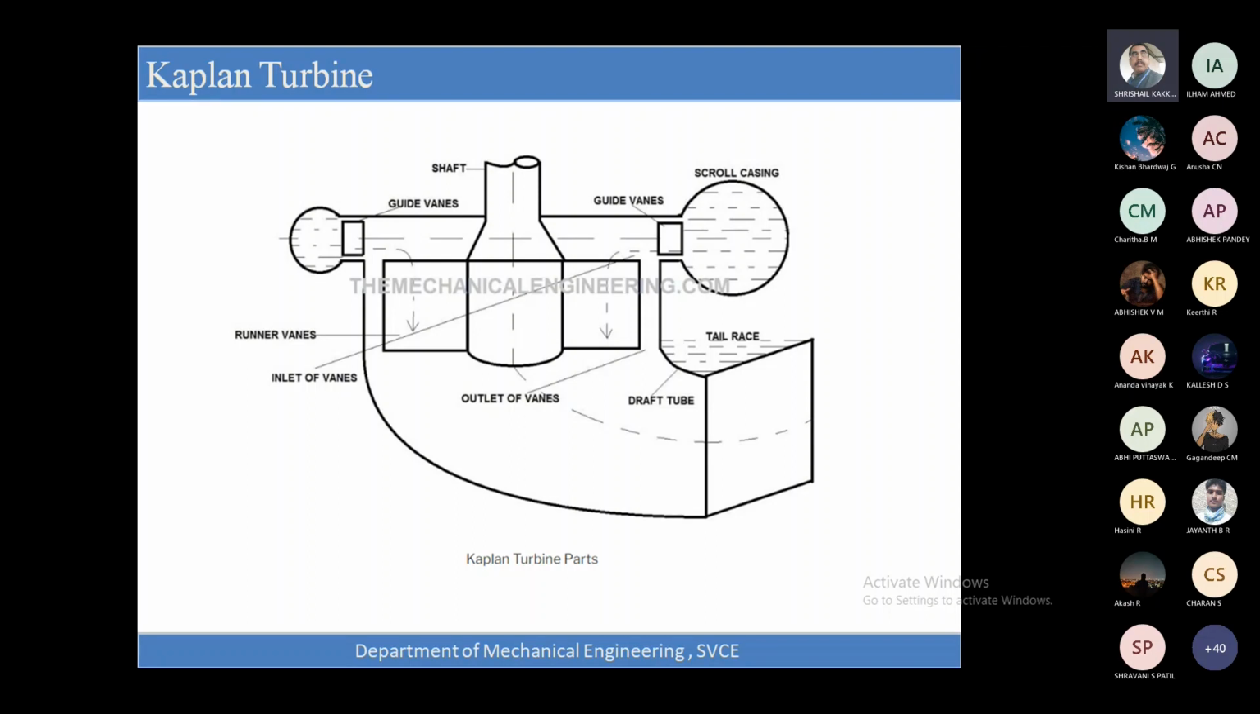So finally, what do we require? We require to rotate the output shaft. We have to get the mechanical output from the shaft. This will be coupled to the alternator, which will develop the AC current. This is what we need to understand. Please try to remember this much.